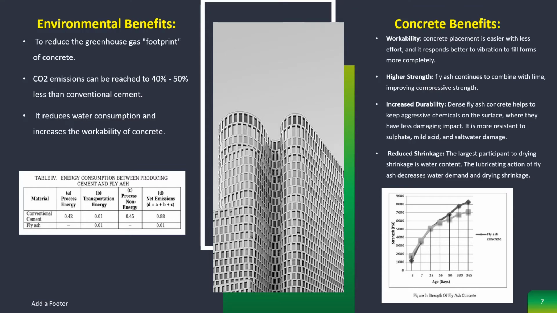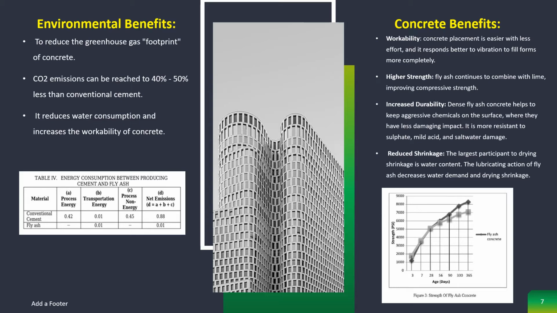Fly ash gives benefit to the environment and concrete. For the environment, it reduces the greenhouse gas footprint of concrete. Footprint means the impact on the environment of human activity in terms of pollution and the depletion of natural resources. Carbon dioxide emissions can be 40 to 50% less than conventional cement. It reduces water consumption and increases the workability of concrete. Based on the table, energy consumption between producing cement and fly ash differs: fly ash is a byproduct from coal combustion, and no process energy and non-energy emission are contributed. It is profitable to employ fly ash in the cement business in order to save energy and money.